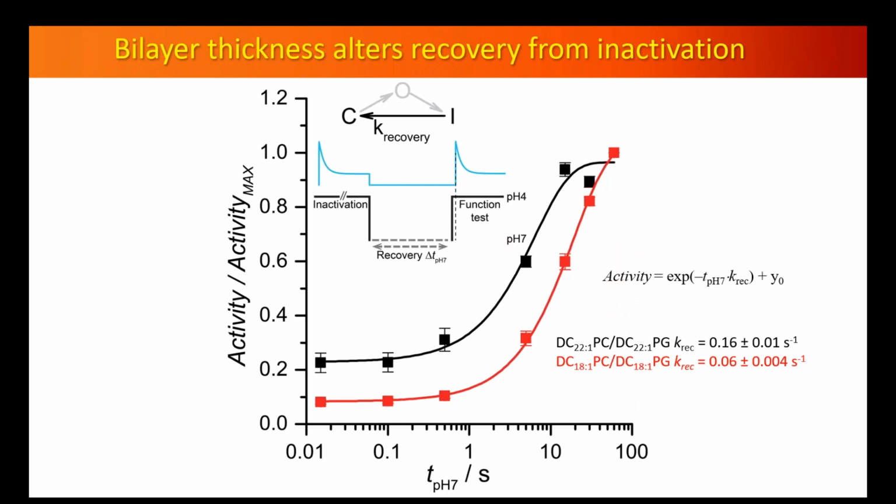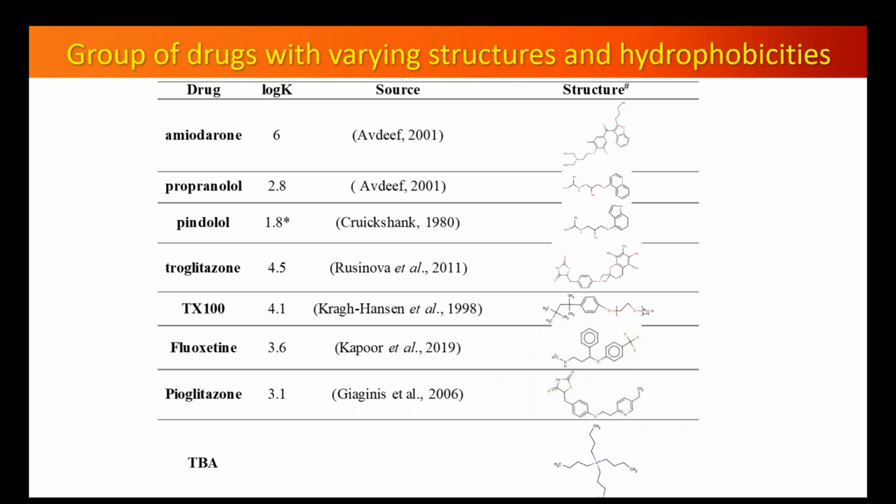So what these experiments have shown us is that KCSA can indeed be regulated by the lipid bilayer through changes in thickness. So what about compounds that affect the lipid bilayer properties? Would they also affect KCSA function? Can we tell apart direct and membrane-mediated effects? So for that, we chose a group of drugs that ranged in their structures, their physicochemical properties, and their hydrophobicities, which are here in log K.